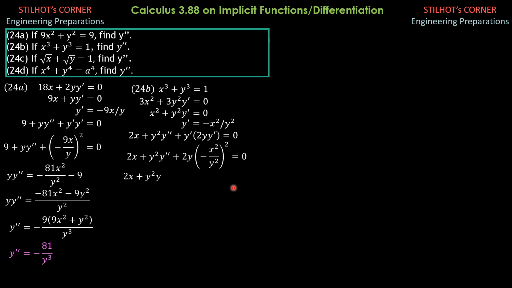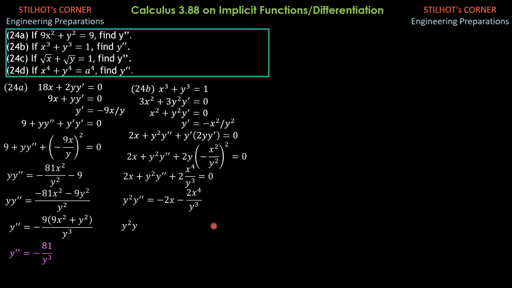Simplifying, we have 2x plus y squared y double prime plus 2x to the fourth over y cubed equals 0. Y cubed, because there is a y here, supposedly this is y to the fourth. This is x to the fourth over y to the fourth; cancel y, so x to the fourth over y cubed, then times 2. Simplify further, we have y squared y double prime equals negative 2x to the fourth over y cubed.